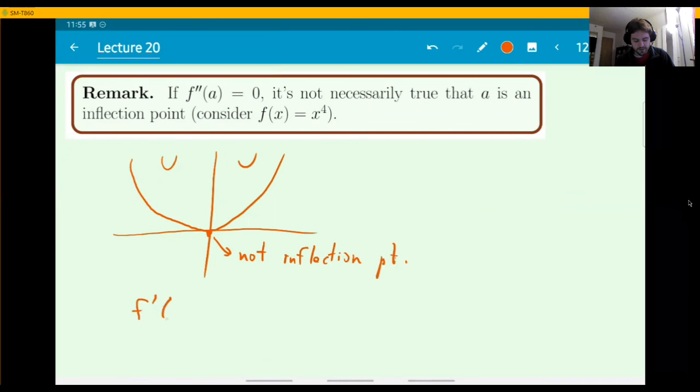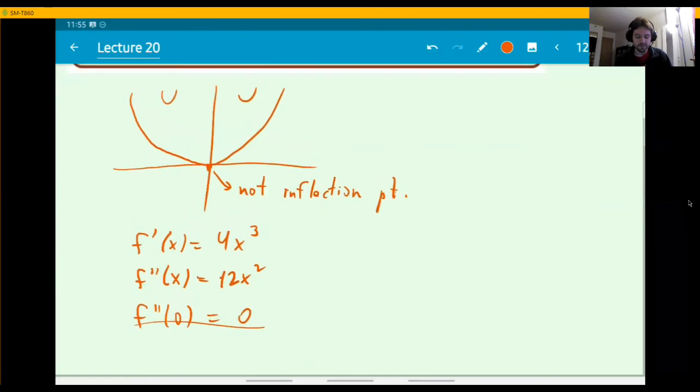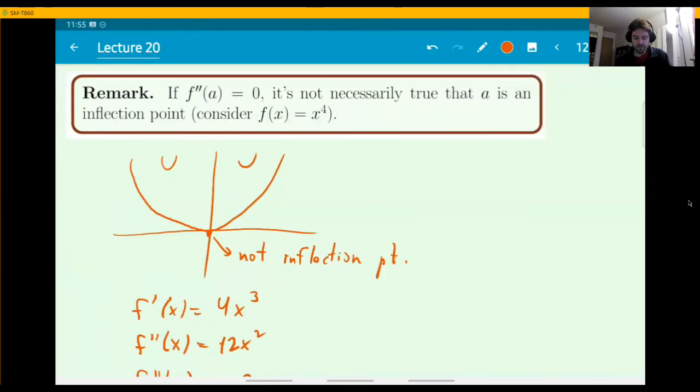But if you find the second derivative at the point 0, you're going to see it is equal to 0. So even though it is 0, the second derivative was positive before and after. So the behavior of concavity did not change. So once again, be careful with this. Be careful to understand what it actually means to be an inflection point. The definition was given before.